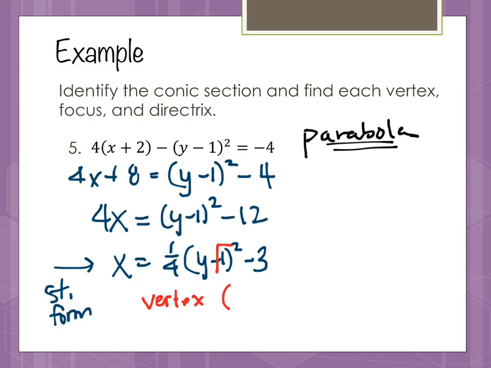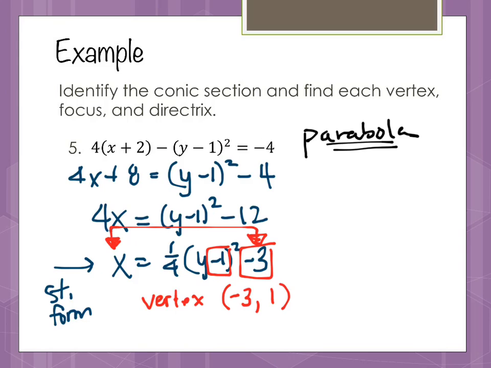Yeah, it's found by using these values right here. The 3 value is associated with x because it's the one that's on the other side. So it is -3. It's the same sign as that one. And then the -1 on the inside, you use the opposite sign for it, so it's +1. So the vertex is -3, 1.